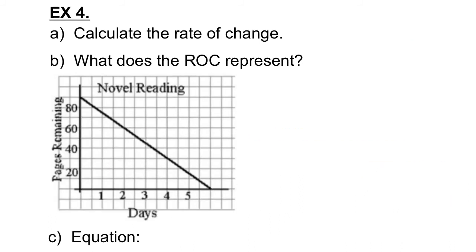This next example is just like the one before. This time we're looking at novel reading. So we have pages remaining, the number of days. I'm going to challenge you to pause the video and try this entire question on your own, and then you can check how you did.